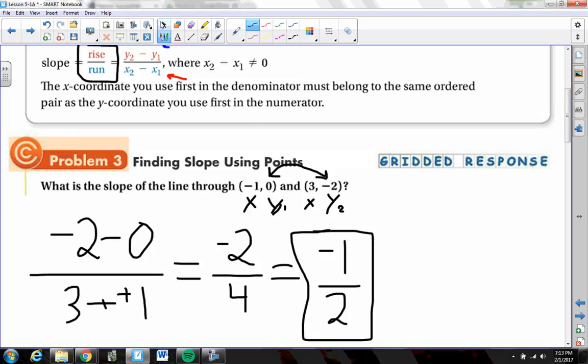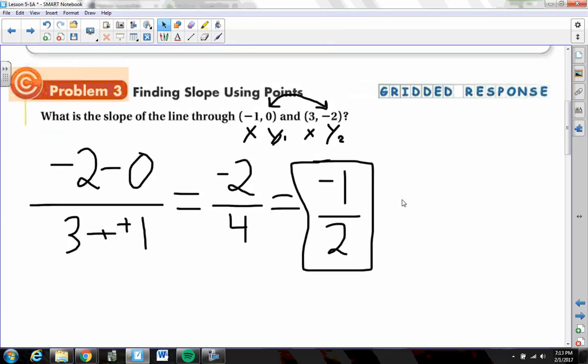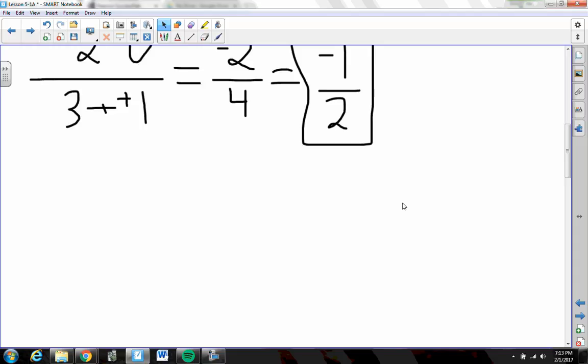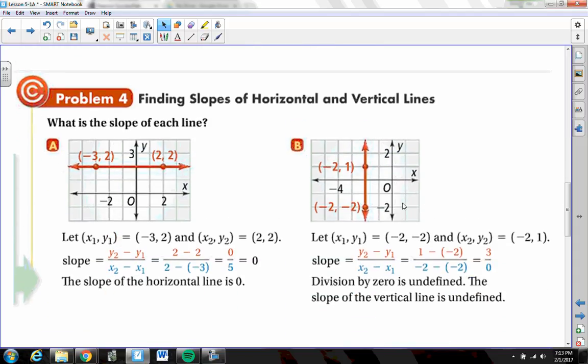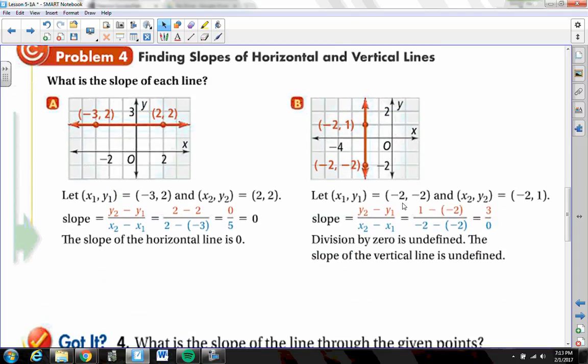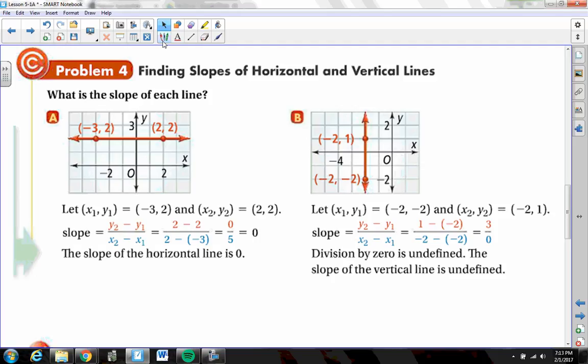Now, sometimes when we find the slope from 2 points, we're going to end up with zeros in some places. We're going to look next at what that looks like on a graph and when we subtract. In part A, where it asks what is the slope of this line, the 2 points they give me are (-3, 2) and (2, 2). Notice I have those points listed down here.